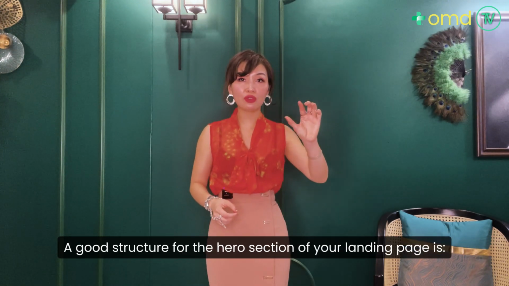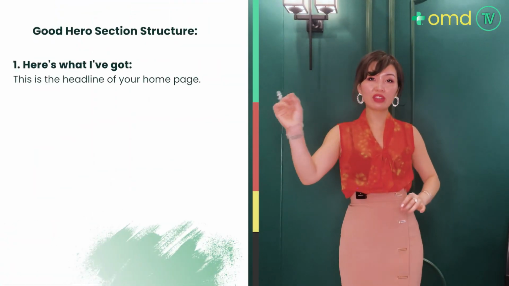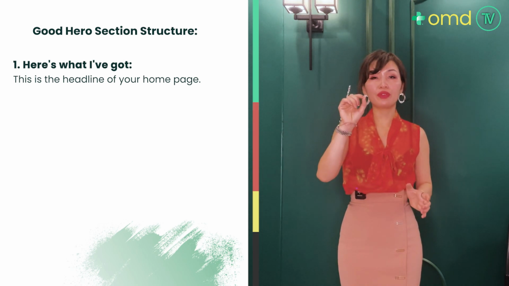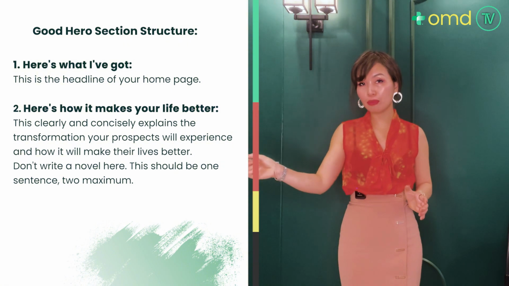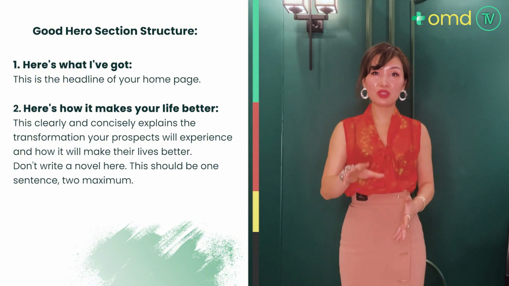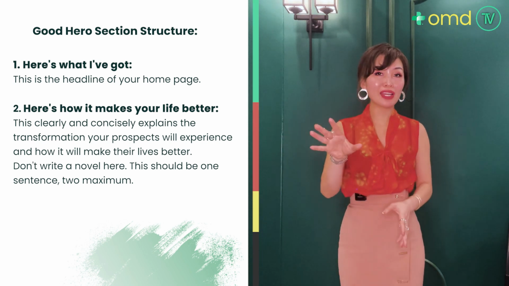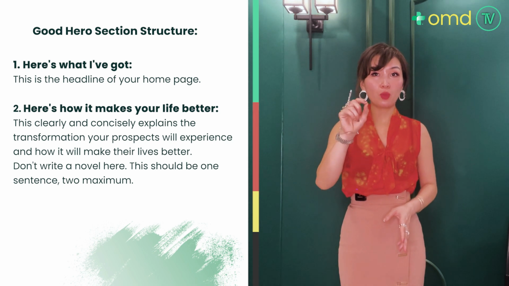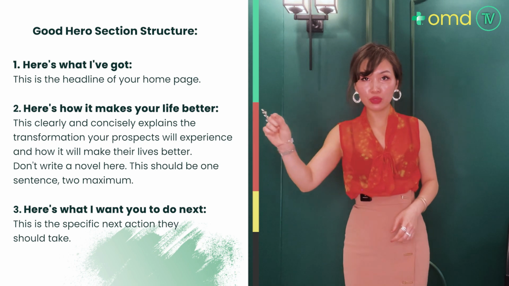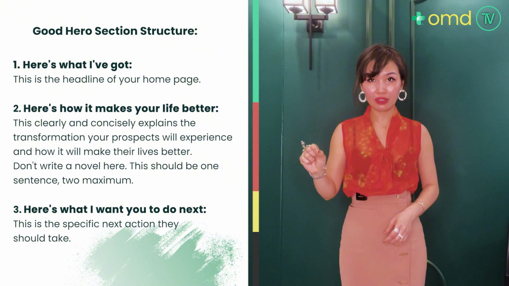A good structure for a hero section in your landing page is, here's what I've got. This is the headline of your web page. Here's how it makes your life better. This clearly and concisely explains the transformation your prospect will experience, how it makes their lives better. Don't write a novel here. This should be one sentence, two maximum. And here is what I want you to do next. This is the specifics, the next action they should take, okay?